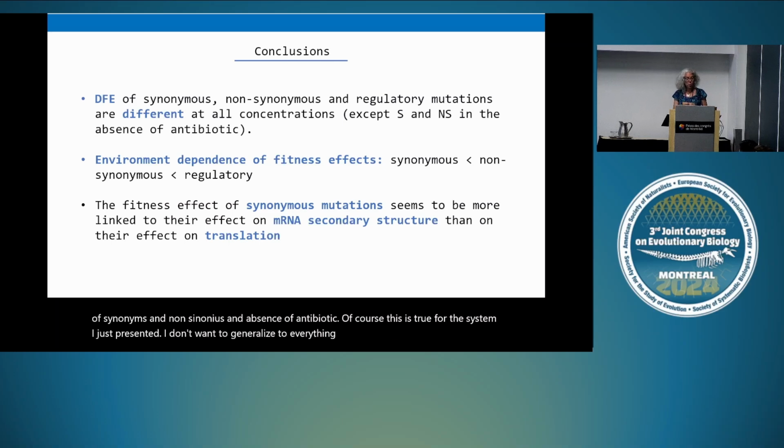Regarding the environment dependence of fitness effects, we have seen that this environment dependence is lower for synonymous than for non-synonymous mutations, and lower for non-synonymous than for regulatory mutations. And the fitness effect of synonymous mutations seems to be more linked to their effect on mRNA secondary structure than on their effect on translation. And that's actually a result that has also been found by other methods in other studies.